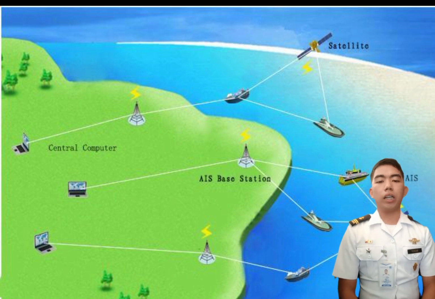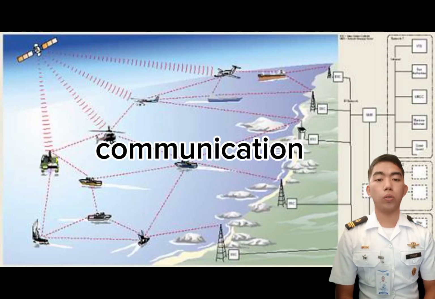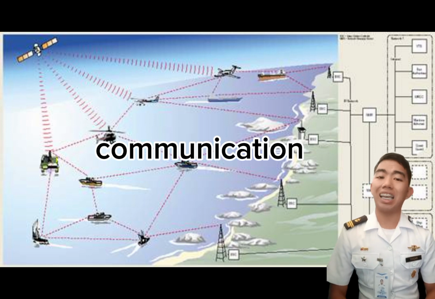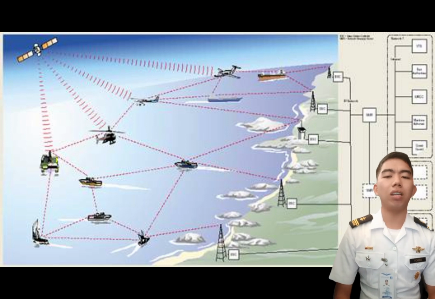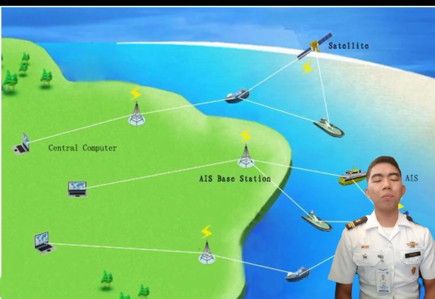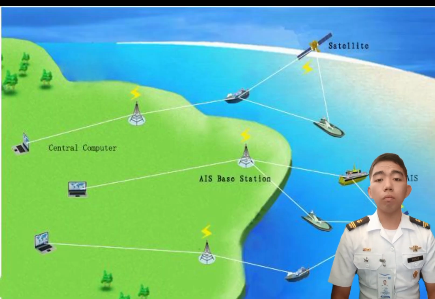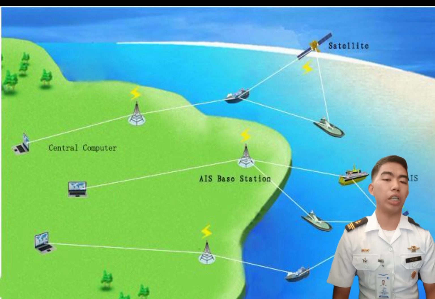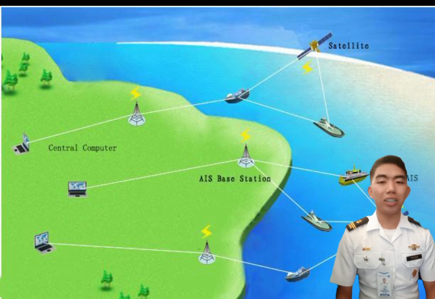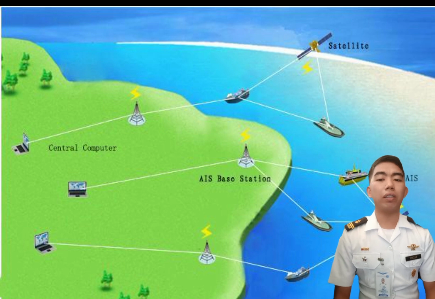Next is communication with shore stations. Vessels use AIS to communicate with shore-based stations, ports, and traffic management centers, facilitating efficient traffic coordination. In summary, the operational uses of AIS contribute significantly to safer and more efficient maritime transportation. Vessel operators, authorities, and navigational personnel rely on AIS to enhance situational awareness, streamline communication, and mitigate potential risks at sea.